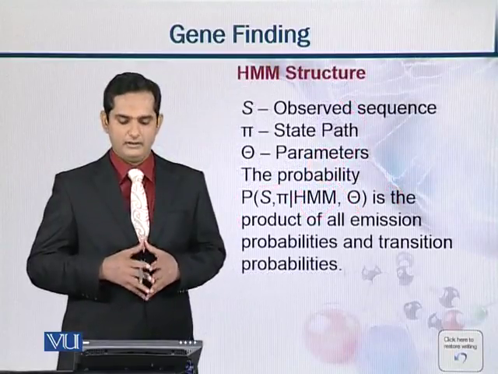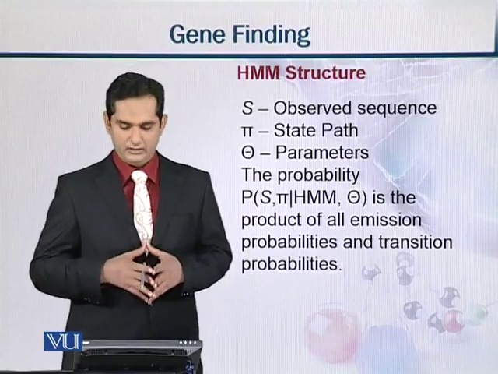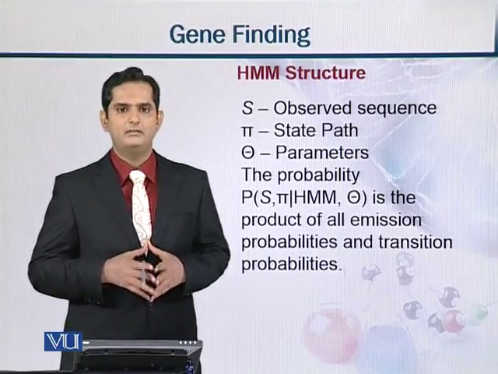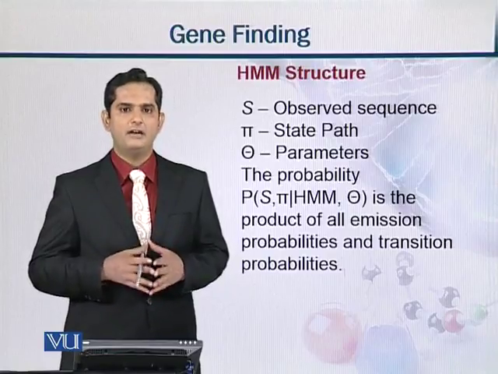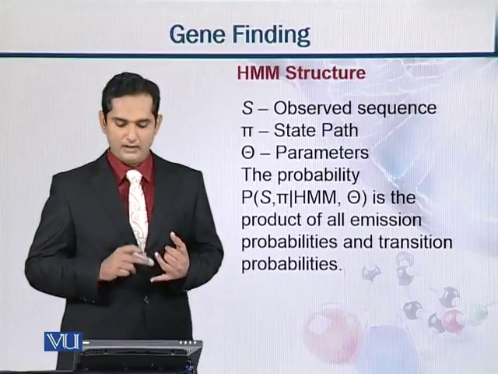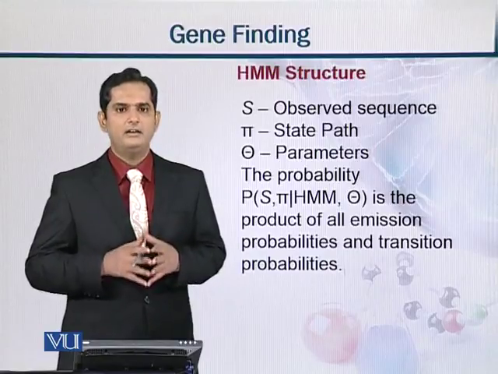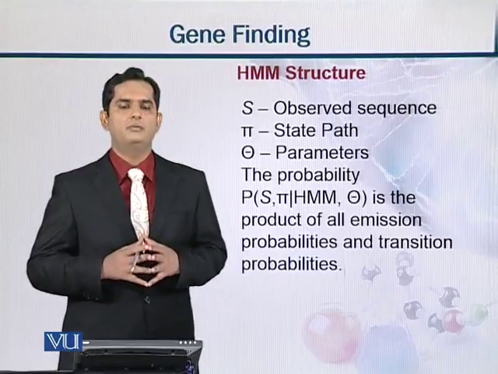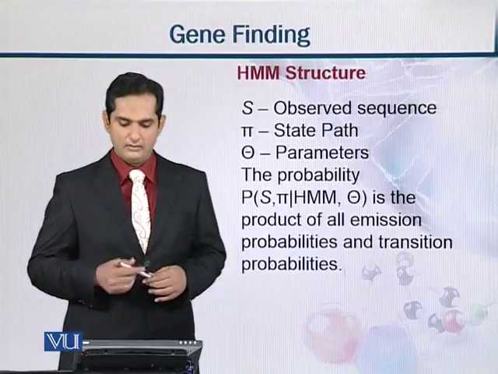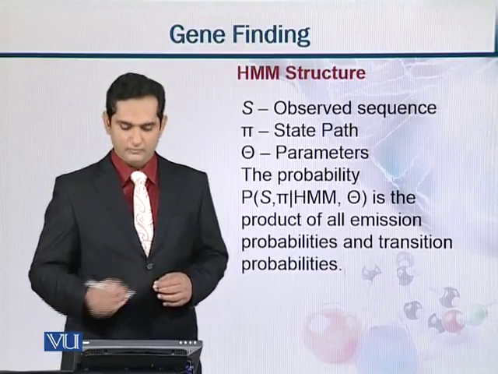Structure wise, what we said is that an HMM has an observed sequence S, a state path pi, parameters which are shown by theta, and a probability which is shown by P(S, pi | HMM, theta). Basically it would be the product of all the emission and transition probabilities. So it will give us the complete probability of a hidden Markov model.